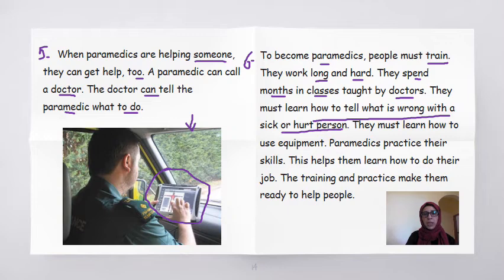They must learn how to use equipment. This is another thing they have to learn. Not only the scoop stretcher that you saw before, but there are other devices that they need to learn how to use. Paramedics practice their skills. This helps them learn how to do their job. The training and practice make them ready to help people. They are lifesavers.